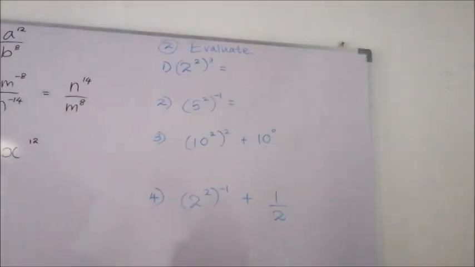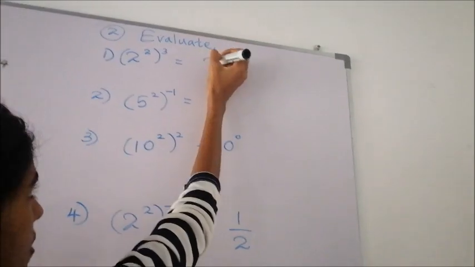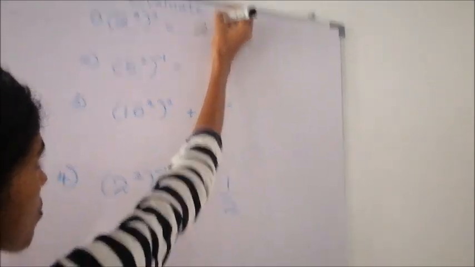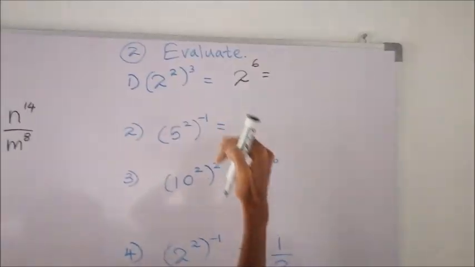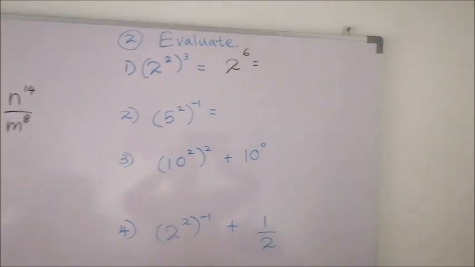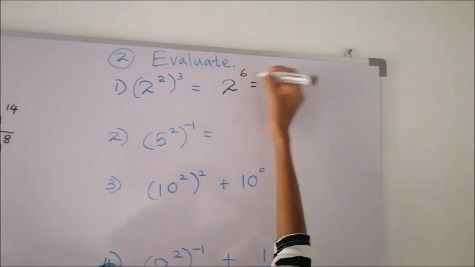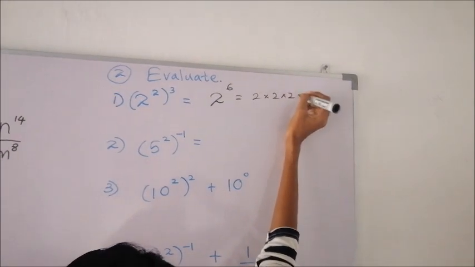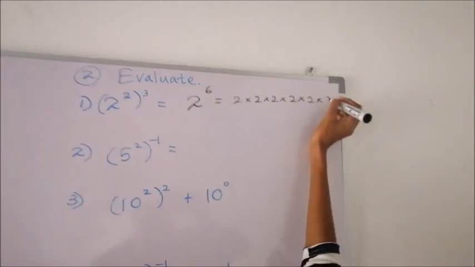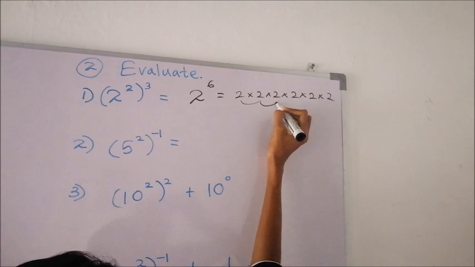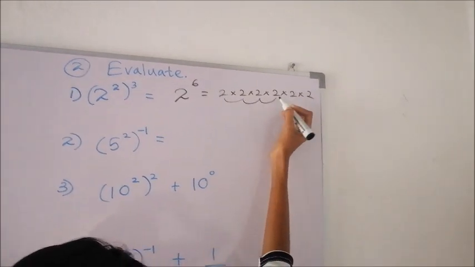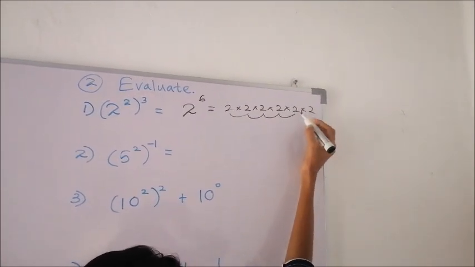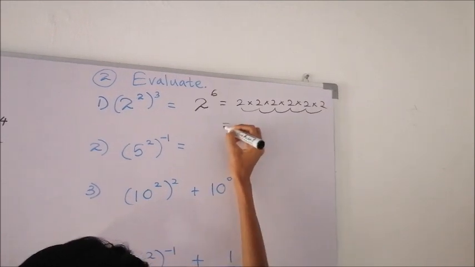Next, evaluate. Firstly, we will multiply the indices. 2 times 3 is 6. Now, in evaluation, we need to find the final answer there after simplifying, right? 2 to the power 6 can be written as 2 into 2 into 2 into 2 into 2 into 2. 2 times 2, 4. 4 times 2, 8. 8 times 2, 16. 16 times 2, 32. 32 times 2 is 64.